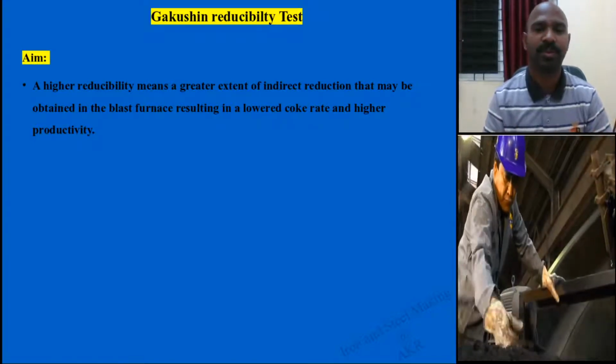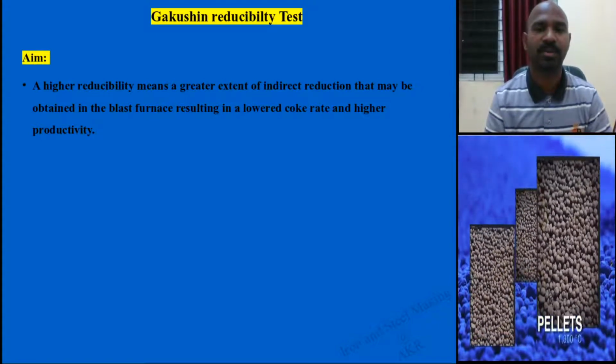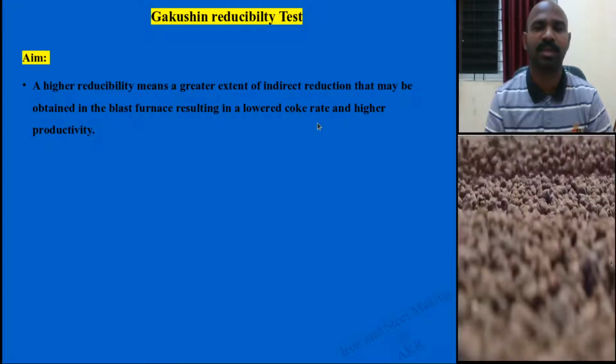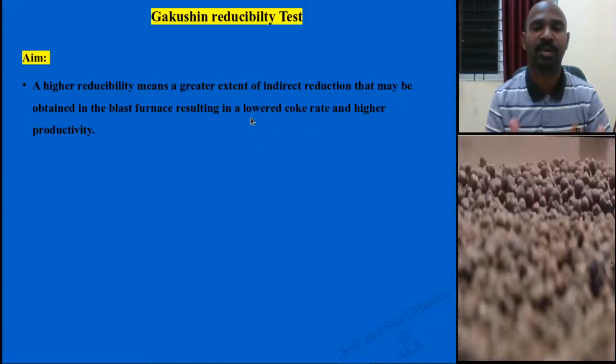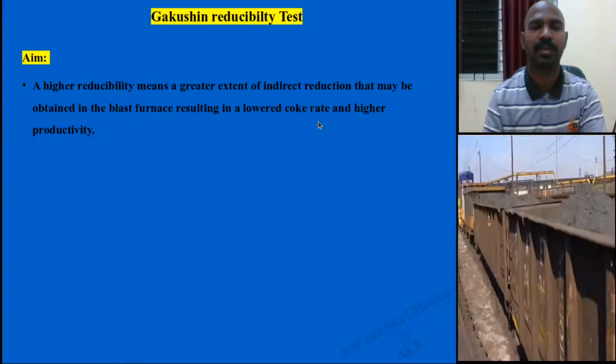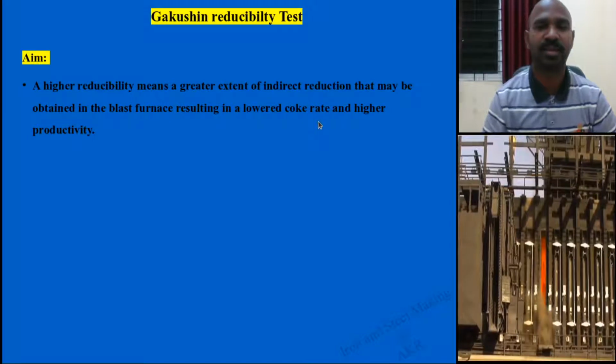In the case of blast furnace pig iron production, if indirect reduction is more, it is related to another value: you require less coke feed, a lower coke rate. Obviously the production of iron will increase. These are points one needs to know.